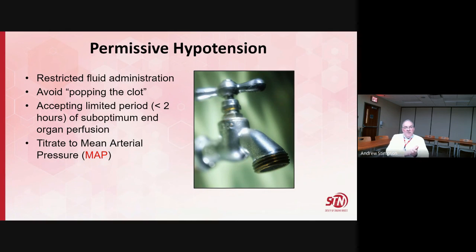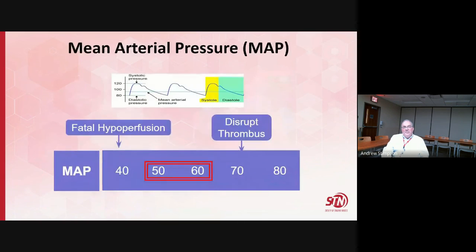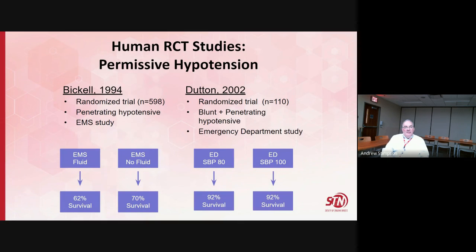Again, we try to do restricted fluid. We don't want to, quote unquote, pop the clot by giving a lot of crystalloid that doesn't improve coagulation or anything like that. And then when we're in the operating room, we try to do an abbreviated procedure. And we titrate to mean arterial pressure, which is usually in the 50 to 60 range. So that's what I've just spoken about there.